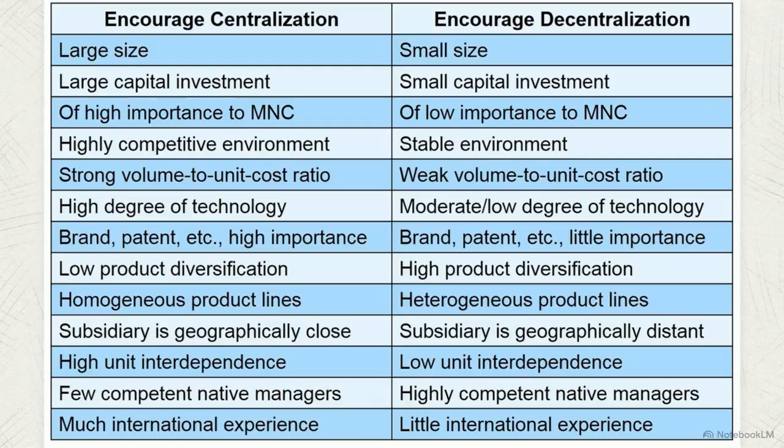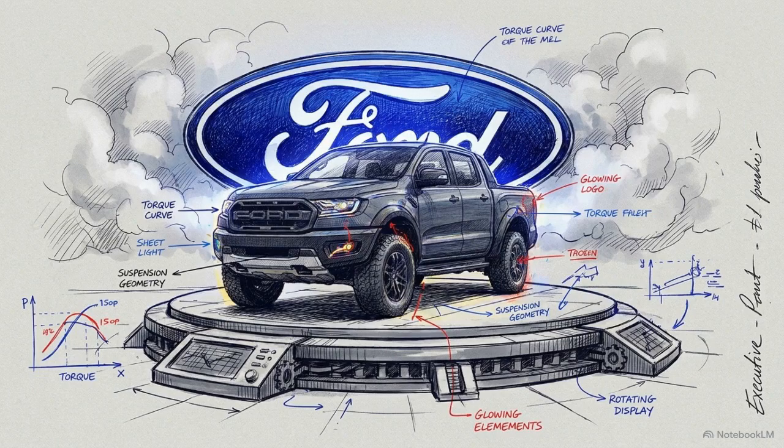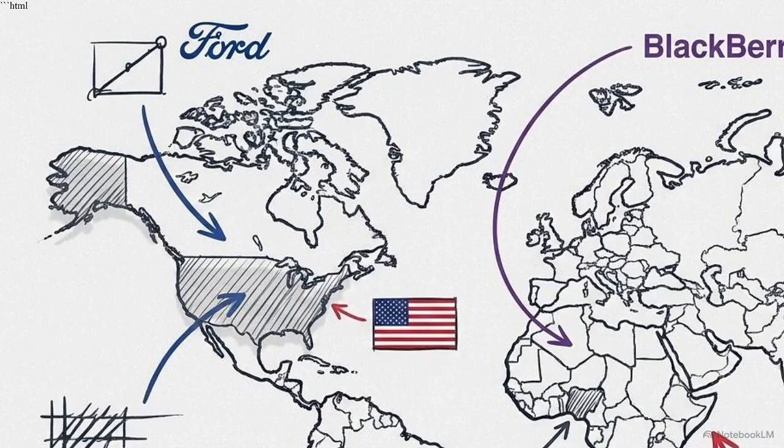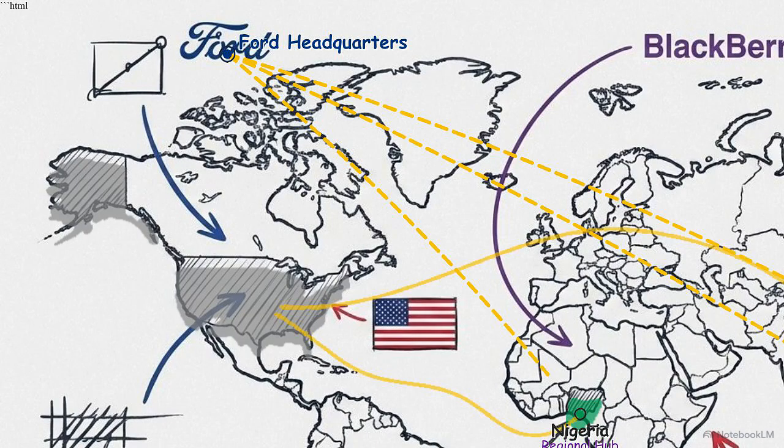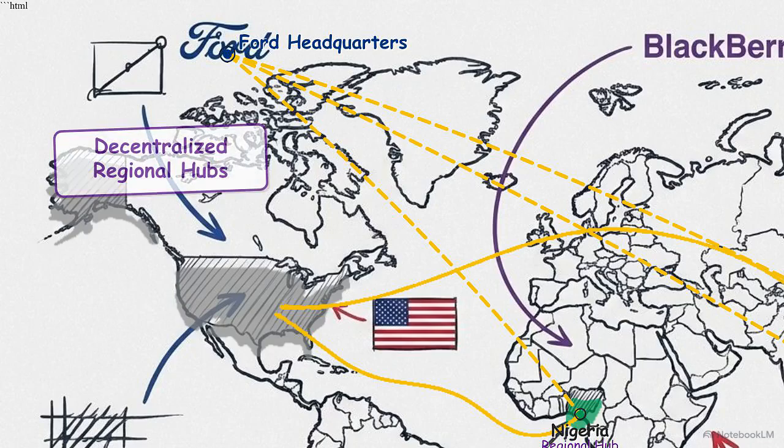The right column shows the inverse: high product diversification, vast geographic distance from headquarters, and the presence of highly competent native managers push a corporation to decentralize. Ford Motor Company's global expansion provides a clear demonstration of these variables in action. Facing a stagnant U.S. market, Ford shifted production closer to local consumers, opening plants directly in Nigeria, China, and Thailand. This required delegating operational authority across vast geographic distances to capture regional demand.